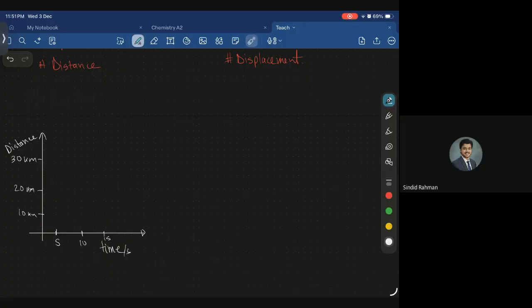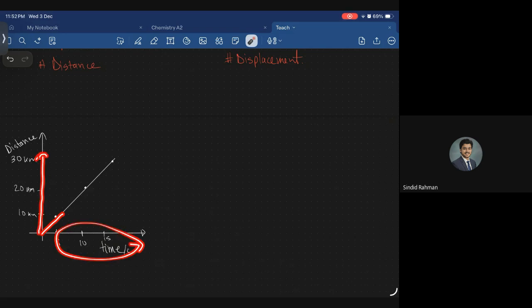So let's say I was at time equals 5 seconds, I was at 10 kilometer. My distance traveled was 10, and then at 10 seconds my distance was 20, and at 15 seconds my distance was 30. And I can draw a line through here, right? Yeah. So this tells me that I was traveling with a certain time and a certain distance, right?